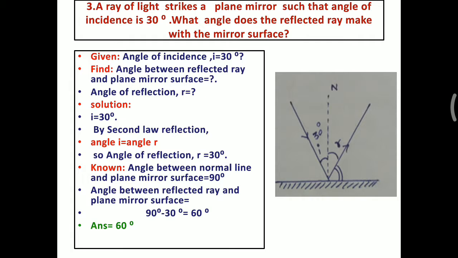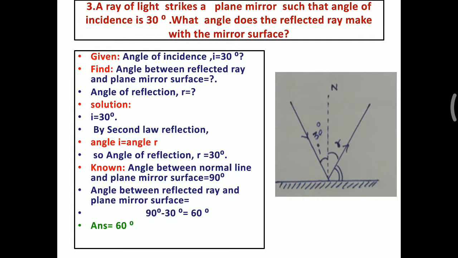The next question: a ray of light strikes a plane mirror such that the angle of incidence is 30 degrees. What angle does the reflected ray make with the mirror surface? Here they have directly given the angle of incidence as 30 degrees, but you have to calculate the angle between the reflected ray and the mirror surface. So the solution: they have given angle of incidence i equal to 30 degrees. We have to find the angle between the reflected ray and the plane mirror surface, and we also have to calculate the angle of reflection. Only then can we calculate the angle between the reflected ray and the plane mirror surface.